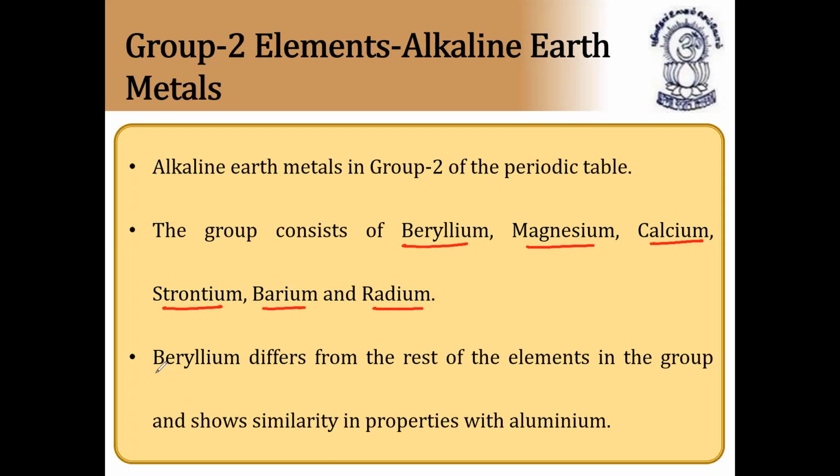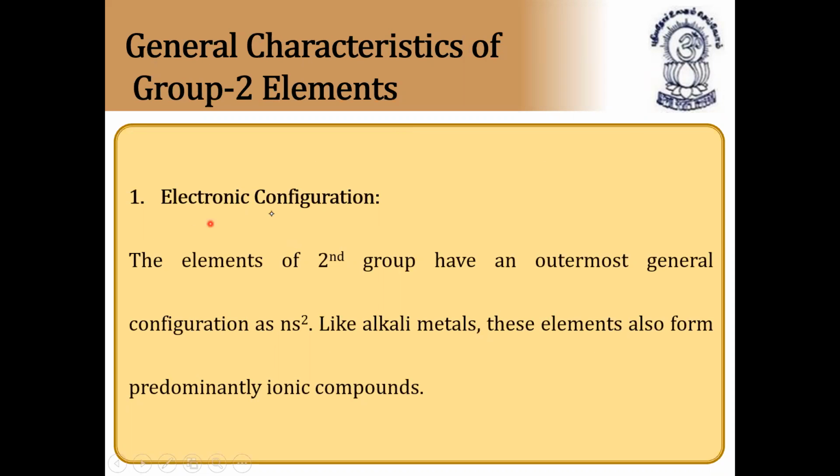Beryllium differs from the rest of the elements in the group, like lithium differs from the rest of the elements in the first group, and shows similarity in properties with aluminium. It has a diagonal relationship with aluminium, like lithium has a diagonal relationship with magnesium. So what are the elements of this group? Beryllium, magnesium, calcium, strontium, barium, and radium. These are called alkaline earth metals.